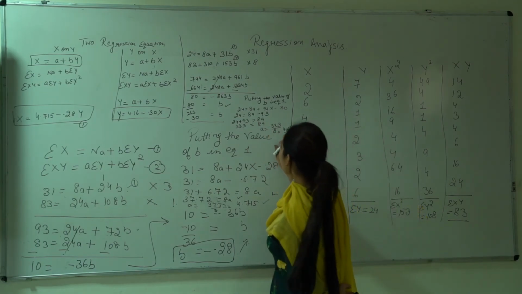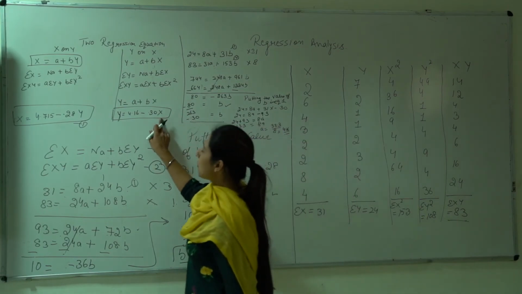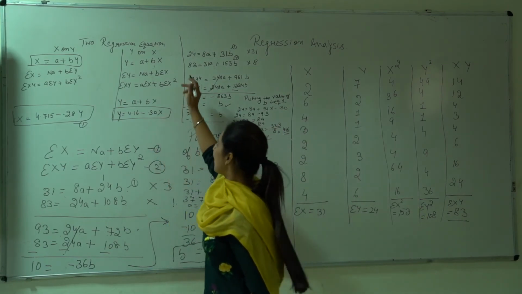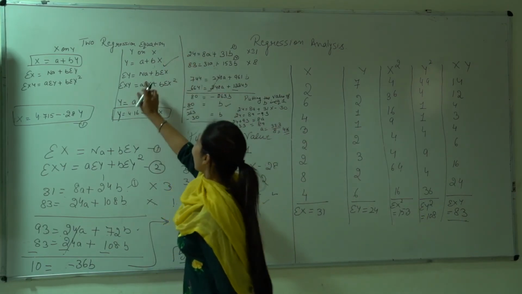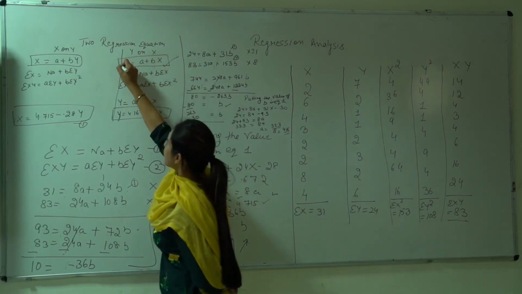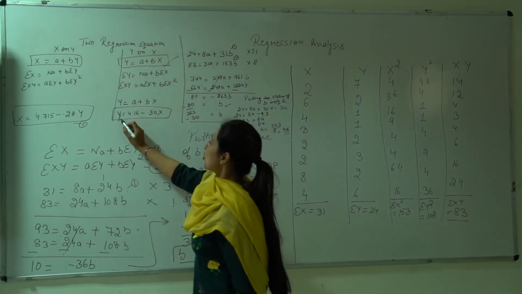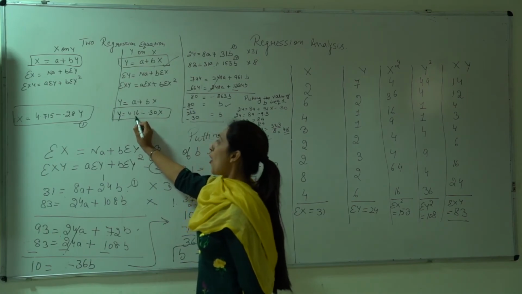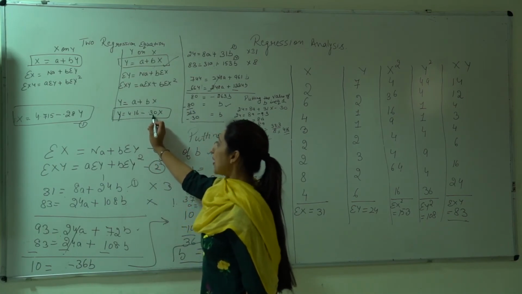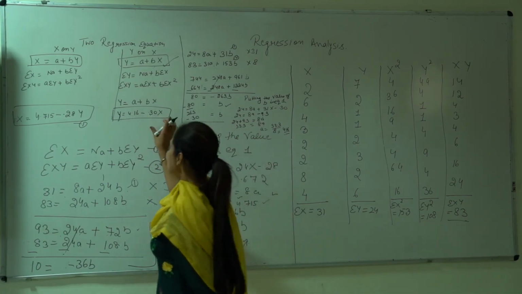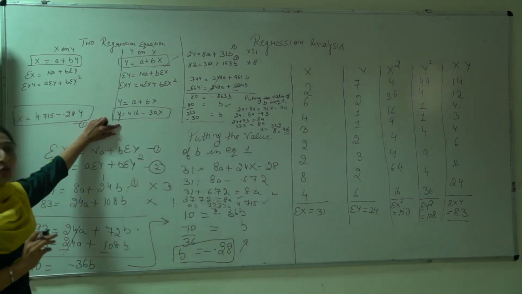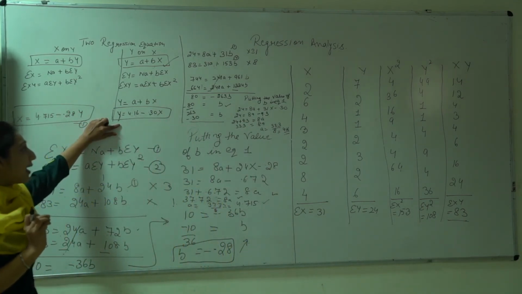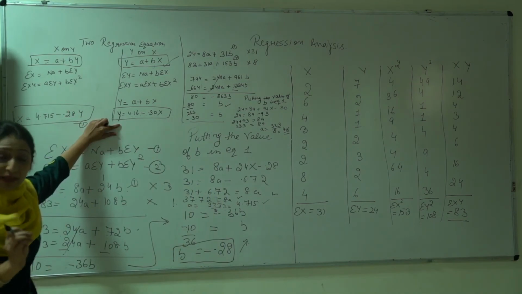Now, I got the value of a as well as of b. So, I will be putting the value of a and b in the main equation, which is y is equal to a plus bx. So, the value of y is 4.16 minus 0.30x. So, this is the method that we use for the regression equation method.